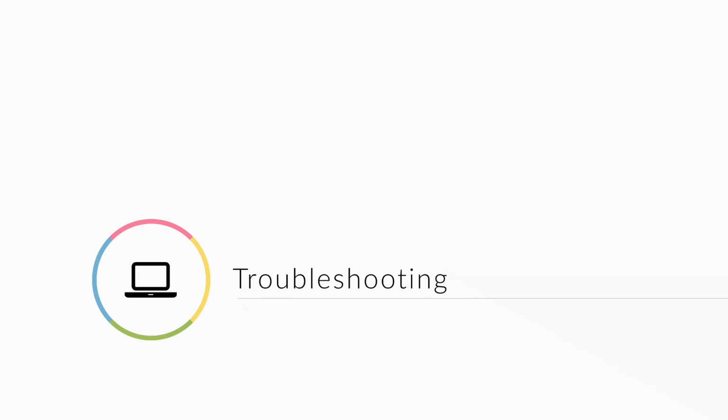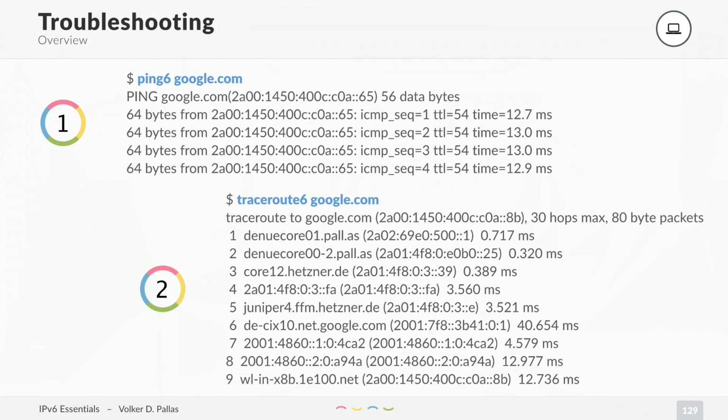Troubleshooting IPv6. Let's have a look at the most common things. The most common is probably ping. Ping on Linux is now ping6. And you still do the same with DNS, ping6 google.com. You get a reply from the IPv6 address of Google. You can verify your IPv6 reachability using this command.